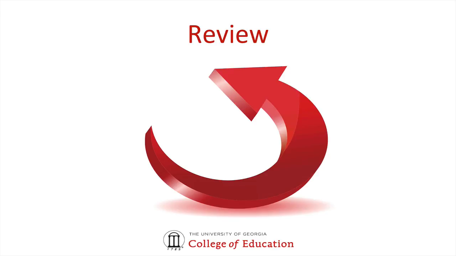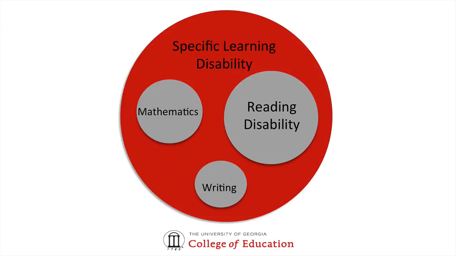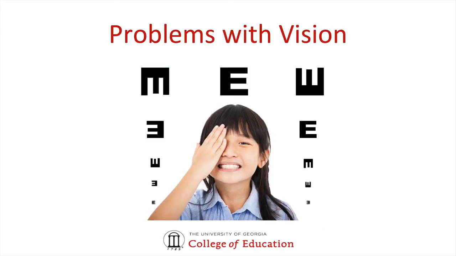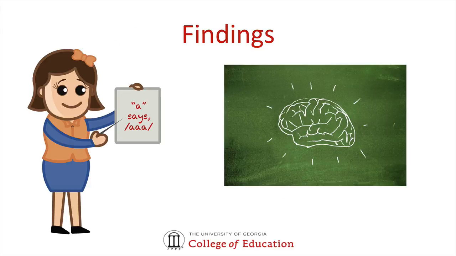So let's review what we know about reading disability. A reading disability is one specific learning disability that is also referred to as dyslexia. It is neurological in origin and results in difficulty with accurate and fluent word reading, and can also influence language comprehension, written expression, and spelling. It is not a problem with how one sees, but how one processes the sounds of language. And neuroscience has shown that intensive reading instruction has the power to rewire the brain and help students with reading disabilities become better readers.